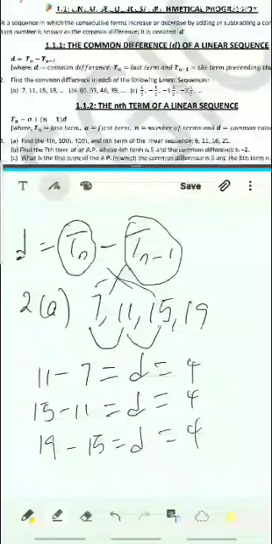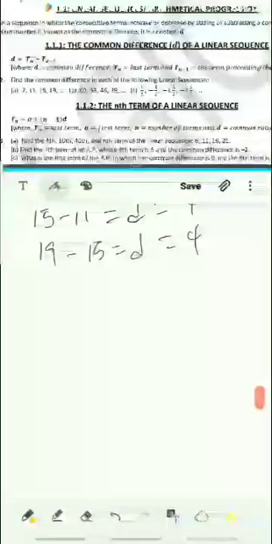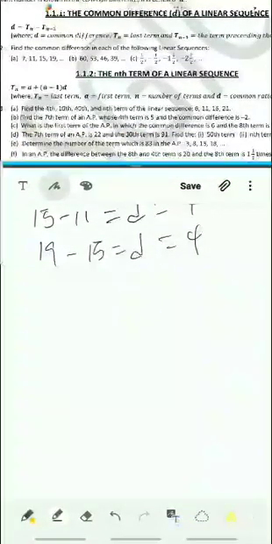Please take note that it is Tn minus Tn minus 1. We are subtracting a term from the term that immediately precedes it. Not 19 minus 11, not 19 minus 7. It's either 19 minus 15 or 15 minus 11 or 11 minus 7. Not 7 minus 19. Please take note of that. For any linear progression in this world, that's how you get the common difference. I'm trying to rush now.